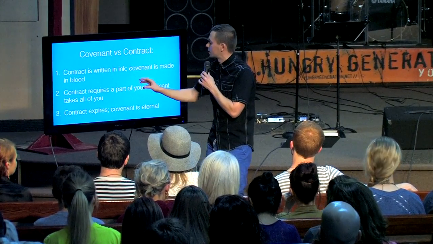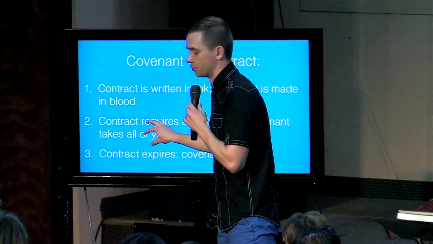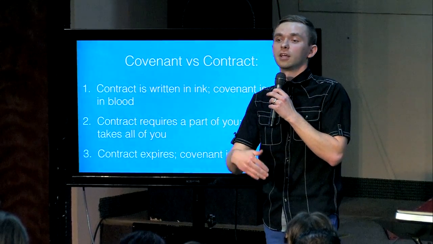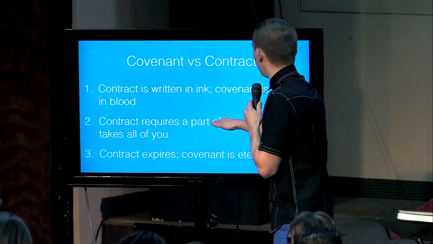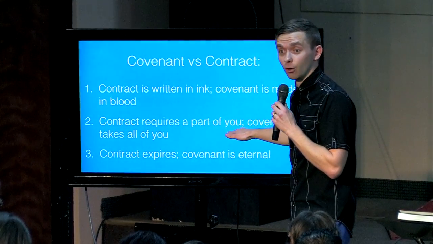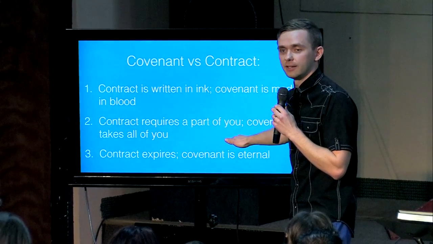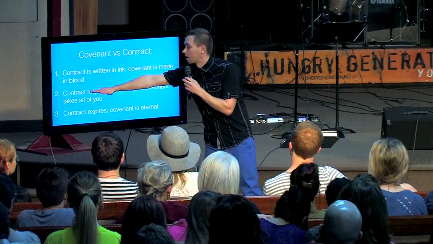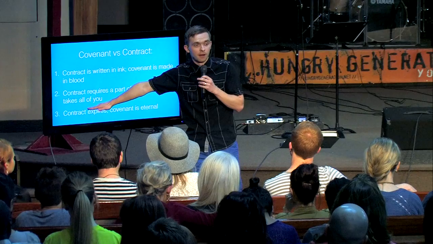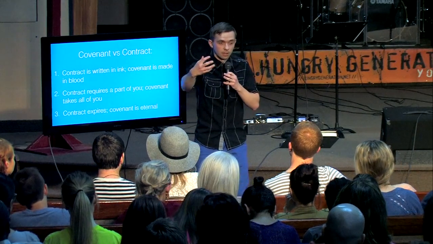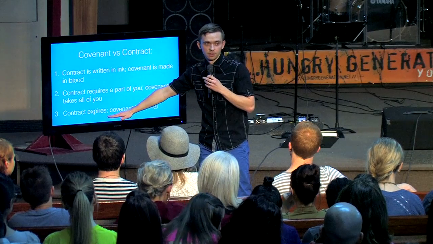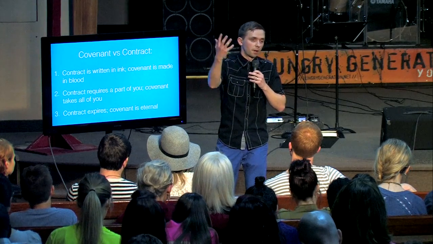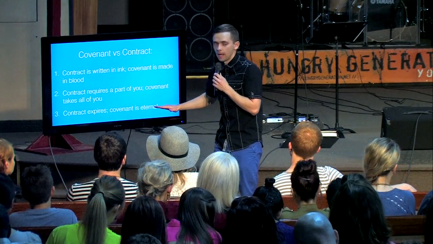A contract requires a part of you. A covenant takes all of you. If you have a contract with someone, let's say you are leasing an apartment or renting a house, you are taking a part of the landlord's possession, his house, and you're renting it. You're not taking his heart, you're not taking his emotions, you probably don't even know where he lives. And you don't care because you are in a contract. A covenant takes all of you. It's like marriage. All of her, all of him is exchanged. A contract expires. It's six months when you live in a certain place, or a year, or it could be two years if you're with some kind of phone company. But a covenant never expires.